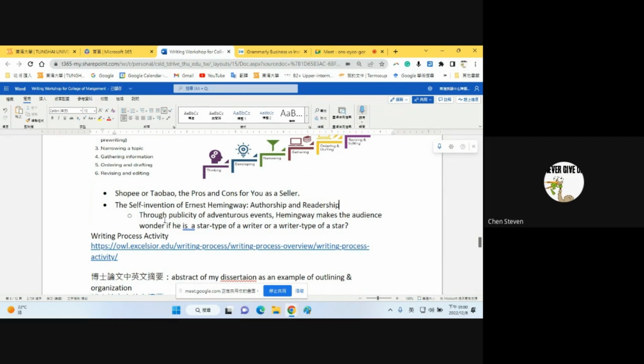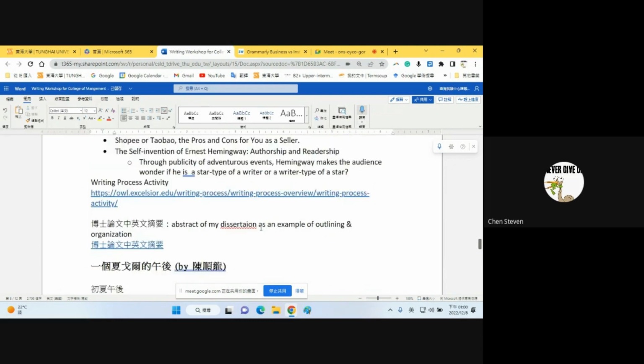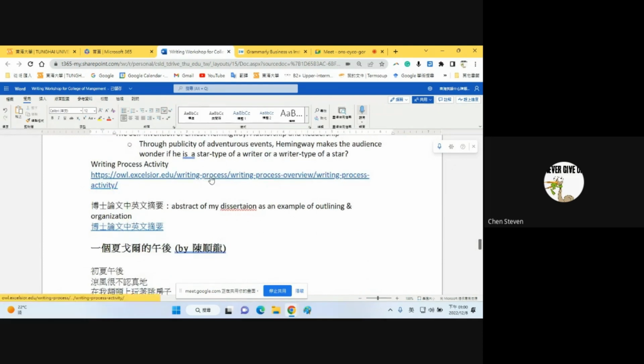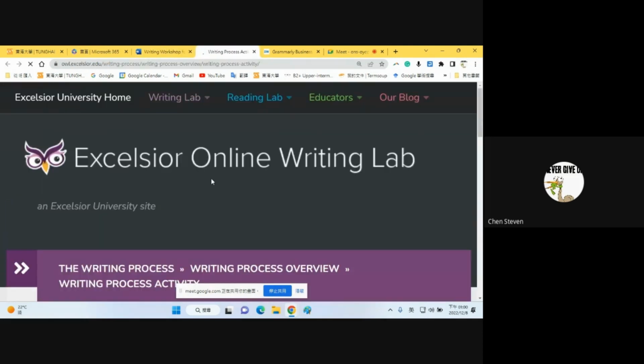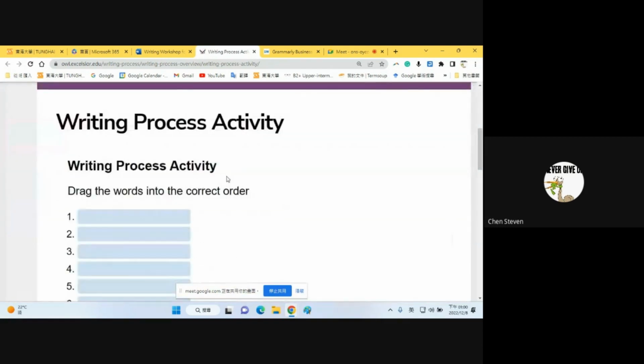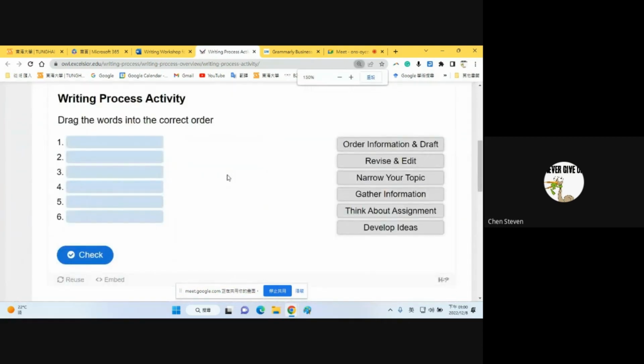那我在里头就讲说，好 through publicity of adventurous event, Hemingway makes the audience wonder if he is a star type of writer or a writer type of star. 有时候你知道海明威，你真的不晓得他到底是一个明星还是一个作家，是他两个都是。那我就要讲说他出名的原因到底是小说好，还是很爱搞新闻，Yeah。好，我们来看一下这里，然后玩一下这个游戏。来，那个Willem, could I ask you to come up here and then put these processes in order?